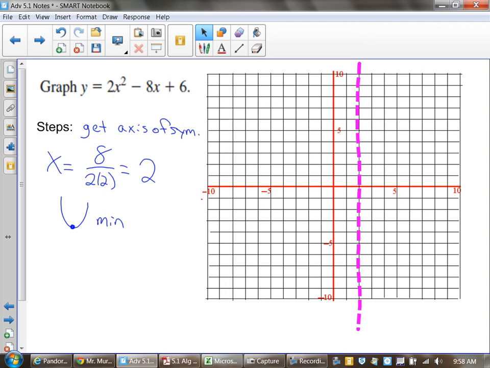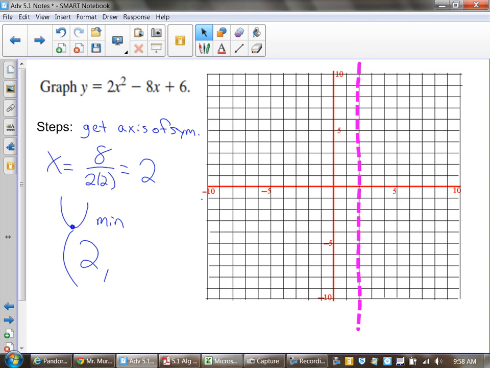So the second thing you're going to do, after you identify where your axis of symmetry is, is figure out what your vertex is. Well, that's really easy to do because you already know the x-coordinate for your vertex. Since your vertex lies on that axis of symmetry, that's the x value for the vertex. How do you figure out the y value? You just substitute it in.